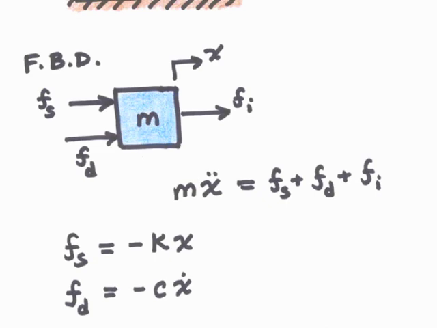Now we need to find the relationships between the spring force and damping force and displacement and velocity. For the spring force, well, we've encountered this before. F sub s equals minus kx, because if there's a positive displacement to the right, then the spring force will be negative. For the damping force, the relation is F sub d equals minus c x dot, because if the mass is moving rightward, then x dot is positive, and the damper will try to prevent this motion, so F sub d will be negative.